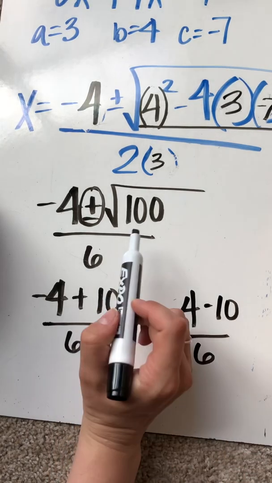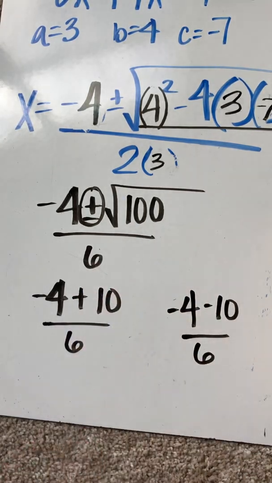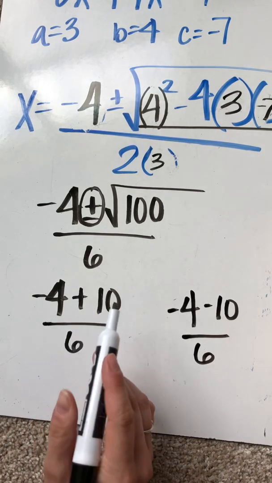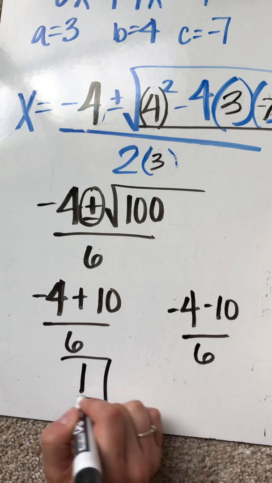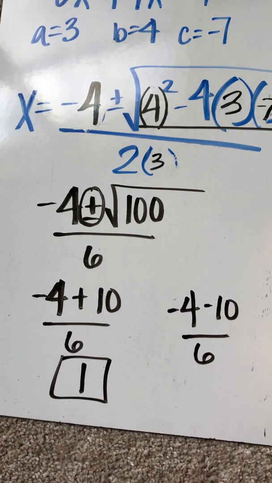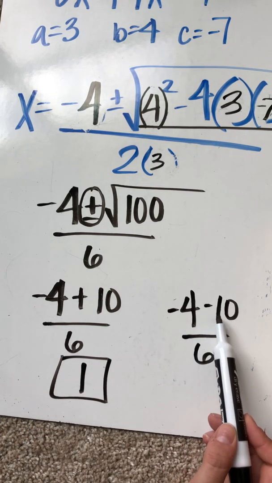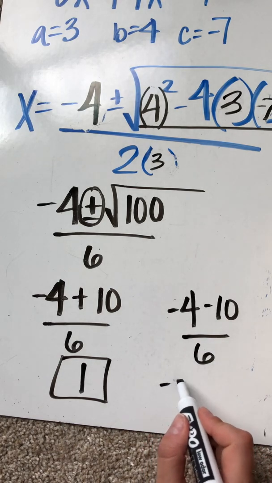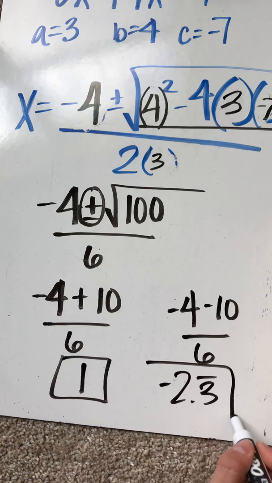And I got 10, remember, from doing the square root of 100. So -4 plus 10 is 6, divided by 6 is 1. That's one of your solutions. -4 minus 10 is -14, divided by 6 is -2.3, repeating, and that's your other solution.